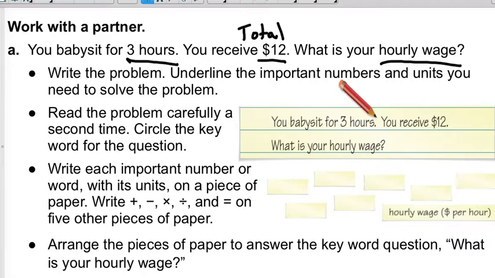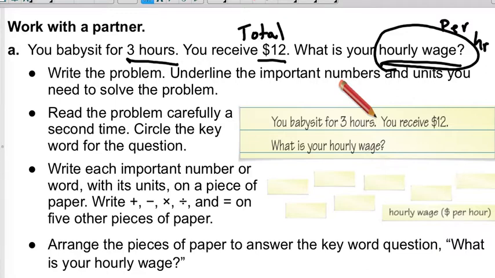All right? Read the problem carefully a second time. Circle the key word for the question. The key word here, rather than having that underlined, is per hour. Okay? When it says hourly wage, it's talking about per hour. Little note to self, per hour.